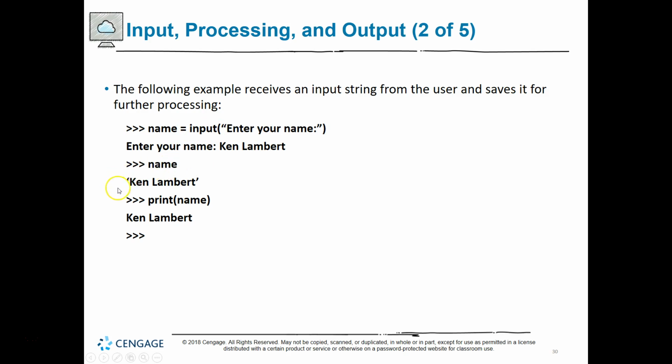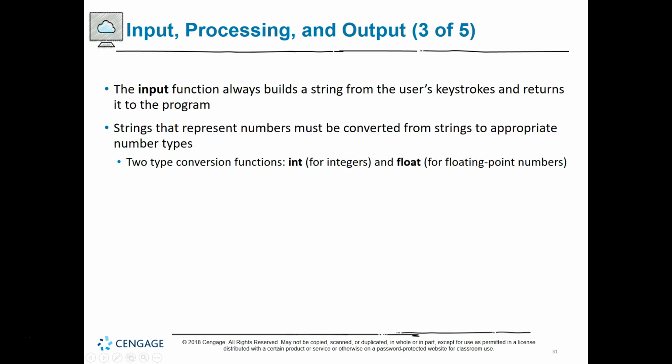We take that name and we print it out, and we can actually print out that name, Ken Lambert. So we're using a variable. So name is a variable. We're putting a name into that. So enter your name, and you typed in Ken Lambert. So Ken Lambert becomes that value stored in name, and then we can print that. Very easy to do, and we'll show you again how we can do those.